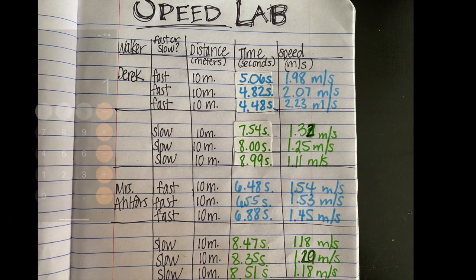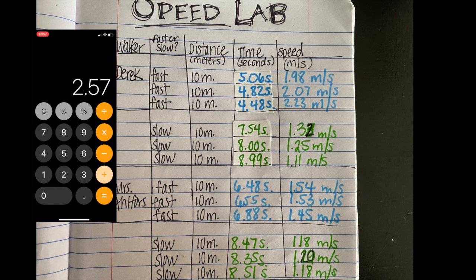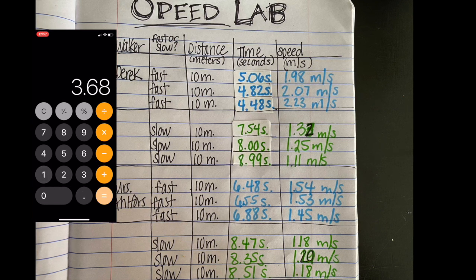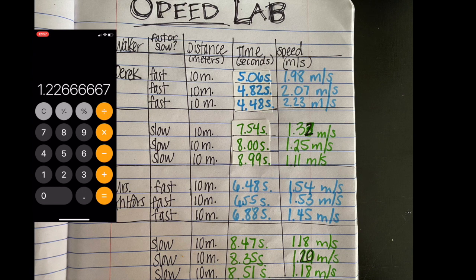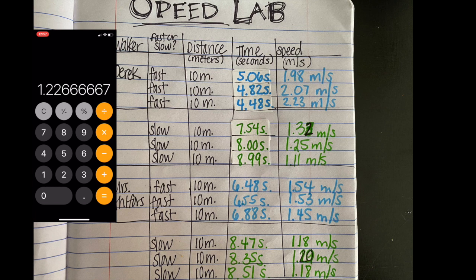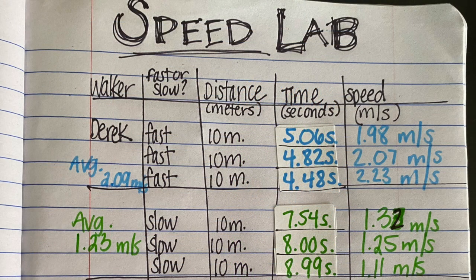I'm going to use Derek's slow speeds to find the average speed of his slow walking. So remember, I'm going to add those 3 speeds up, divide by 3, and there you go. I've got 1.22, and then there's a whole bunch of 6s and a 7, so I'm going to round that up to 1.23 meters per second for Derek's speed.